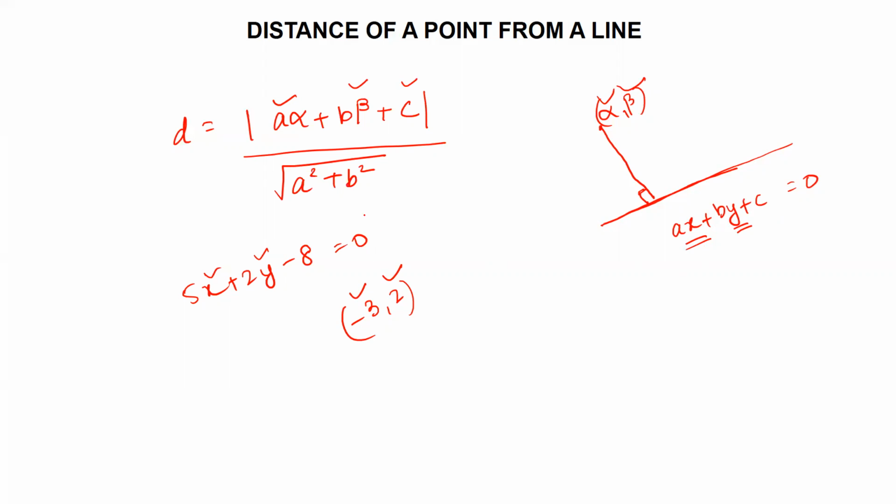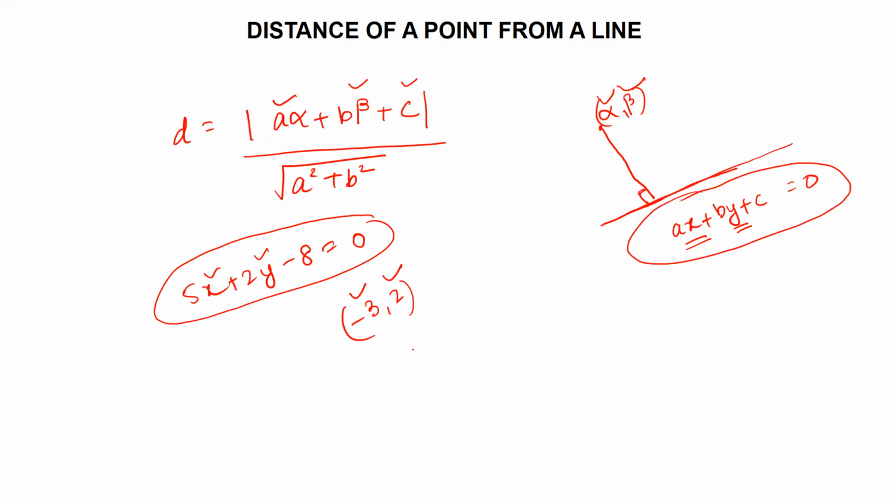Remember that you have to always first of all write down the line in this form. What I mean is that suppose the line, instead of being given to you like this, is given to you like this, 5x plus 2y is equal to 8, then you have to first of all make it 5x plus 2y minus 8 is equal to 0. Always remember that this is the standard form of the equation of a line, and you always have to reduce any equation to this general or standard form.